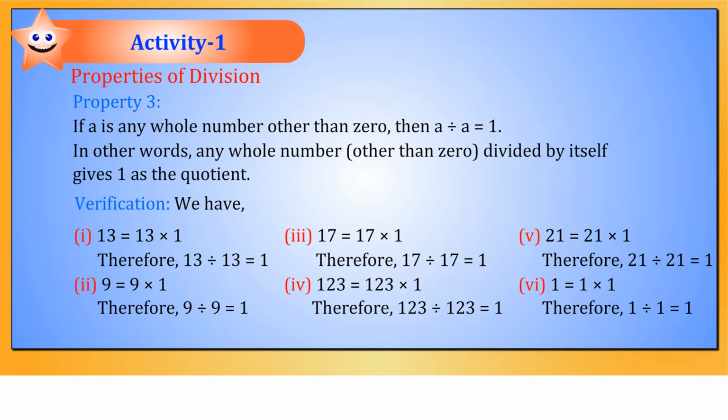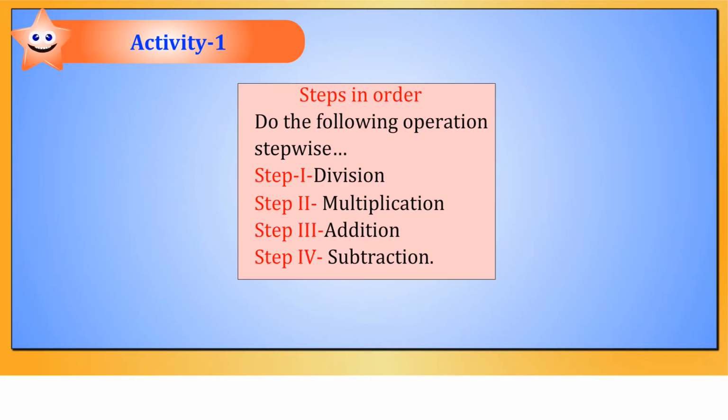Steps in order. Do the following operations stepwise. Step 1, division. Step 2, multiplication. Step 3, addition. Step 4, subtraction. Property 4. 0 divided by any whole number other than 0 gives the quotient as 0. In other words, if A is a whole number other than 0, then 0 divided by A equals 0.